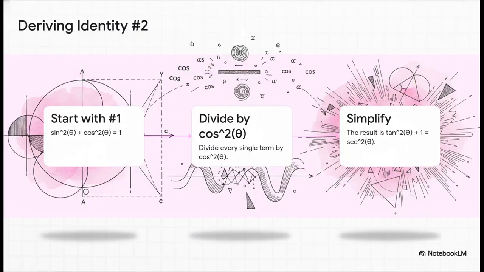Now here's the really cool part. The other two identities, they aren't totally new rules you have to memorize from scratch. Nope, they're just different versions of the first one. So you start with our main identity, and then watch this. You divide every single term by cosine squared, and things just start to simplify. Sine over cosine becomes tangent, cosine over itself is just 1, and 1 over cosine, well, that gives us secant. See? It's not magic, it's just algebra.